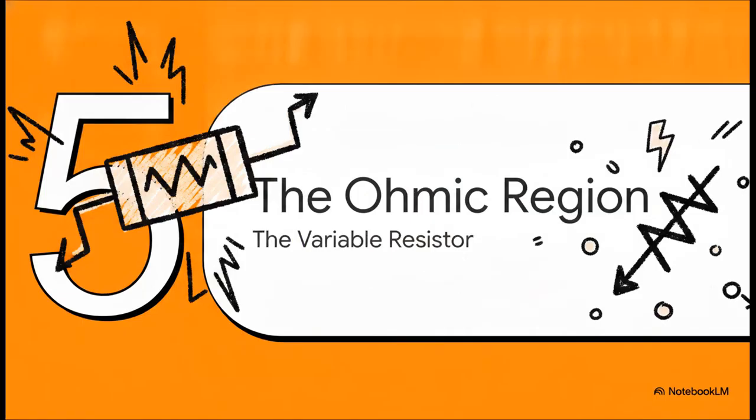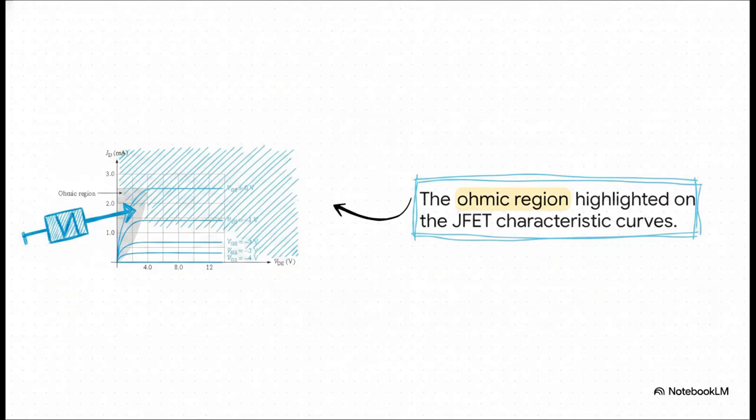And finally, Section 5, the ohmic region, the variable resistor. Take a close look at the very far left of our characteristic curves, right there in the gray shaded area. We're seeing something completely different here. Before pinch-off happens, the curves aren't flat at all. The current is rising with a relatively constant steep slope. Because voltage and current are rising together proportionally in this zone, the JFET isn't acting like a constant current source anymore. It's acting exactly like a standard resistor.